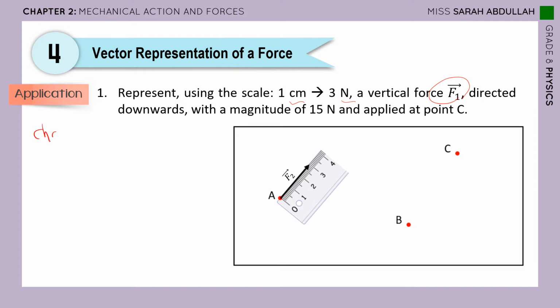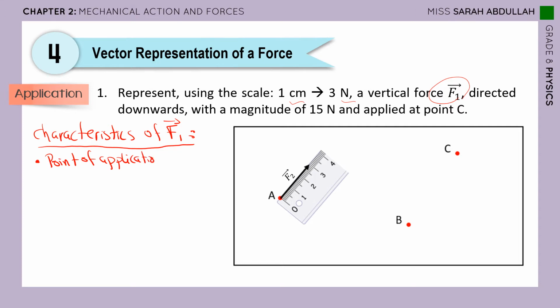So let's start first. What are the characteristics of F1? First of all, we have the point of application. Can you tell me what is the point of application? Applied at point C. So the point of application is C. Now, how about the line of action? What is the line of action here? It could be vertical, horizontal, or oblique. So what does it say? It says a vertical force. So the line of action is vertical. How about the direction?